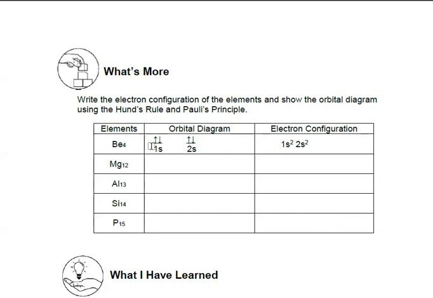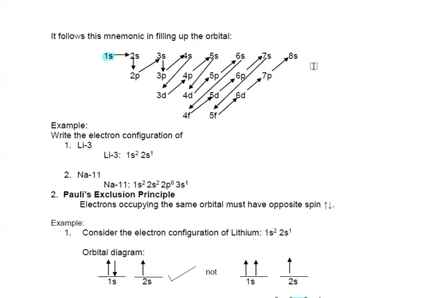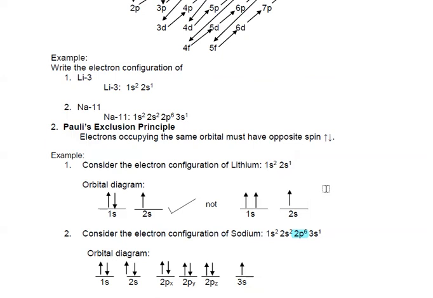So indicated here are the different electrons. You write your orbital diagram and then the electron configuration. So you can use this one for your electron configuration and the orbital diagram for this. Okay?